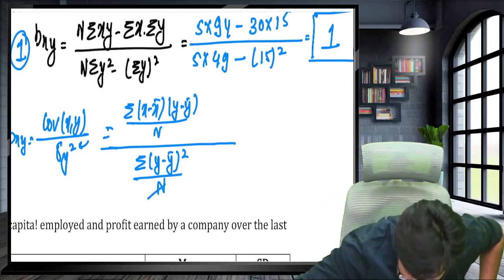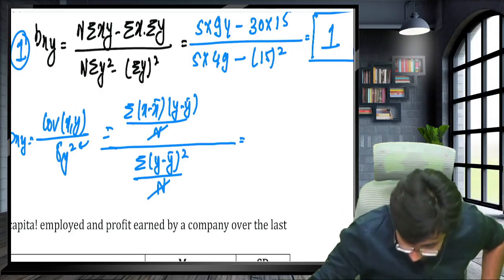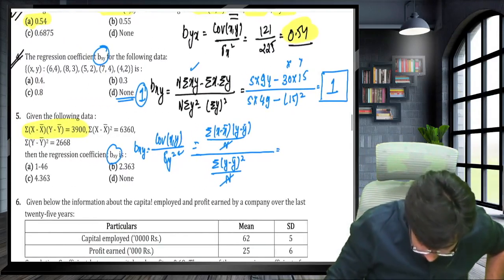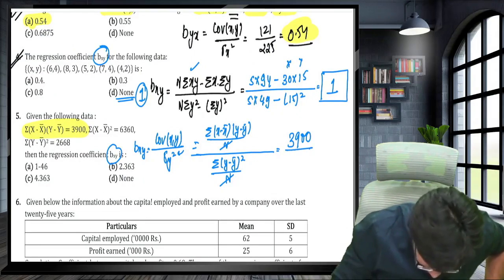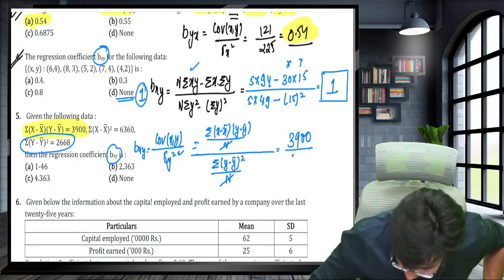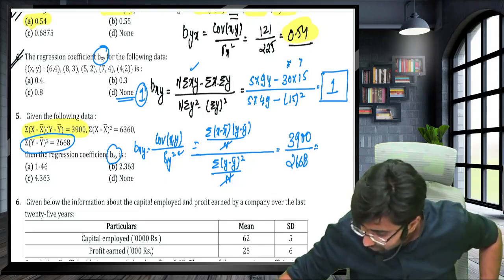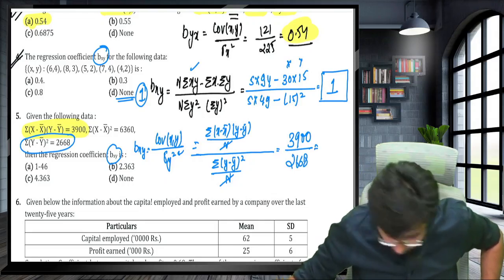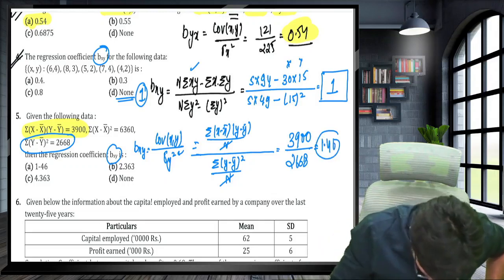Guys, now n cancels. I don't need n. This will be summation of x minus x bar into y minus y bar, that is 3900, divided by summation of y minus y bar whole square, that is 2668. 1.46. Option A. This is point, guys.